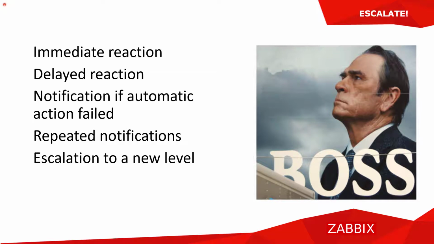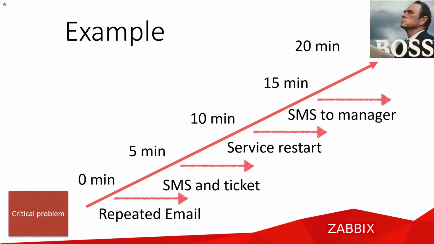So basically escalating the problem further to a more plausible resolution. How would that look? Let's say we have a critical problem, and instantly we notify everyone by sending a repeated email. Nobody reacts, the problem is there after 5 minutes, then we send a short message and create a ticket in our favorite ticket system. 10 minutes have passed from the beginning of the problem, and even though almost everyone got notified, the problem is still there. We can make Zabbix execute a command like restart a service or a server, or I don't know, power cycle the whole room to try and fix the problem automatically.